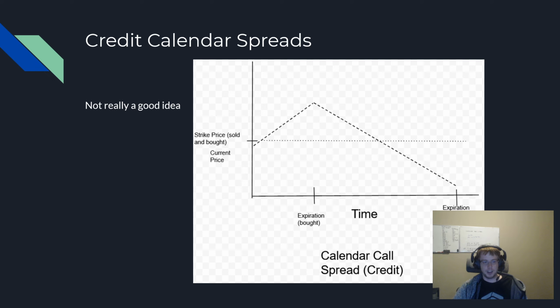But even that won't actually make it a credit, right? So you actually have to basically try to sell one at a lower point farther away, or at a higher point farther away, and take in more money than you spend on the close one, close to the money and close to the expiration date, right?